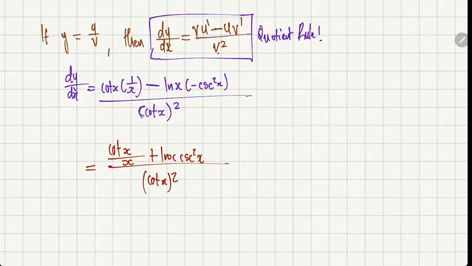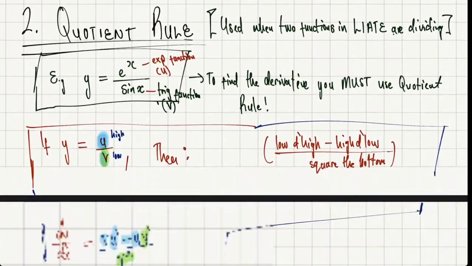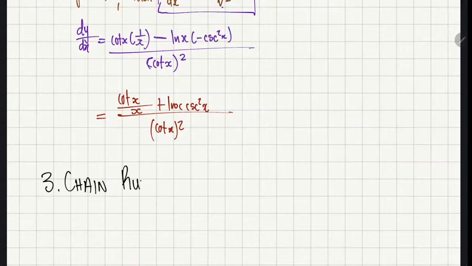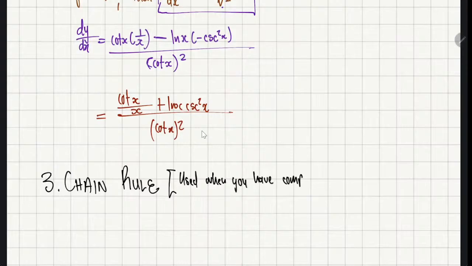Now we are at the third and final rule, which is the secret to everything. The third rule is called the chain rule. It is used when you have composite functions. Are we together, students?